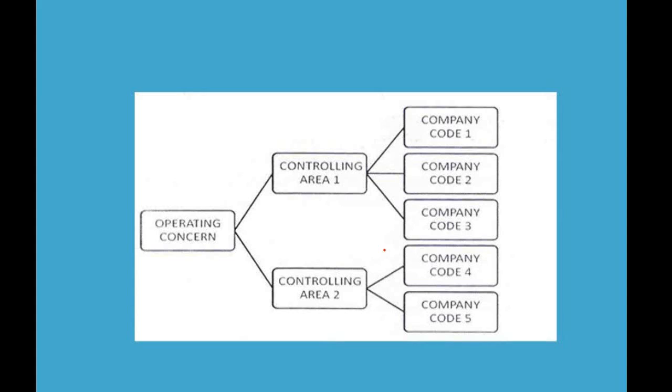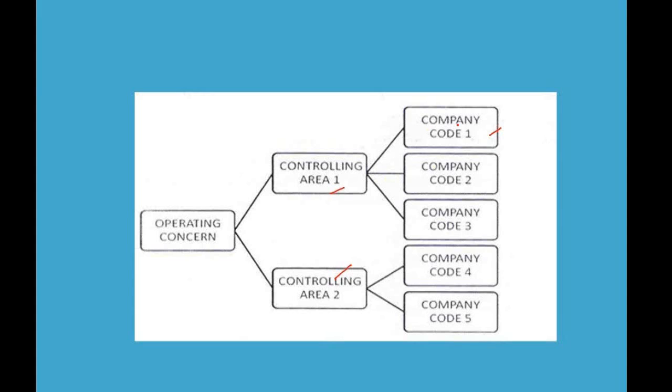This is the assignment, how we are going to assign. These are the organizational units we are having in both FI and CO. In FI we are creating company codes: company code 1, company code 2, and so on. So assume we are having 5 company codes and 2 controlling areas. Here we are creating controlling areas. We are going to assign the controlling area and company code.